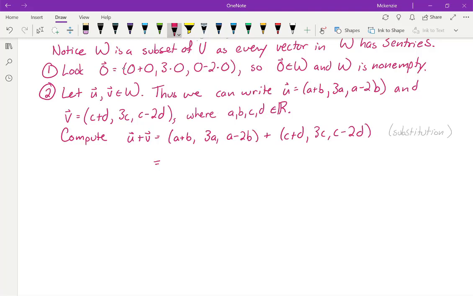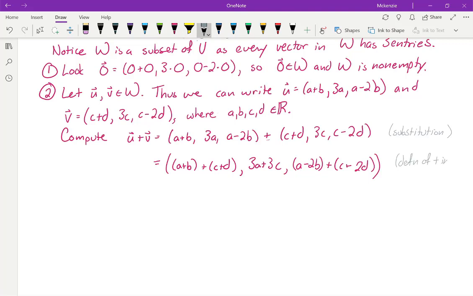Then we can actually use the addition to get that this is A plus B plus C plus D, then 3A plus 3C, and then A minus 2B plus C minus 2D. This would be our definition of addition in R3. And now, this is where we want to get this rearranged so that it looks exactly like it's in W.